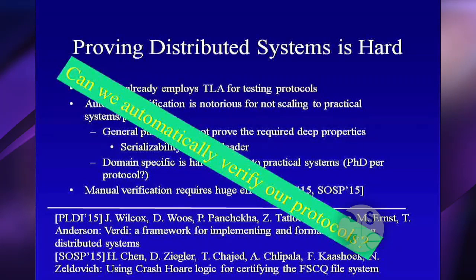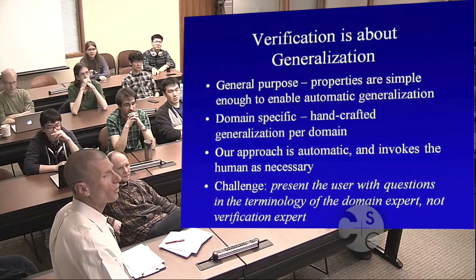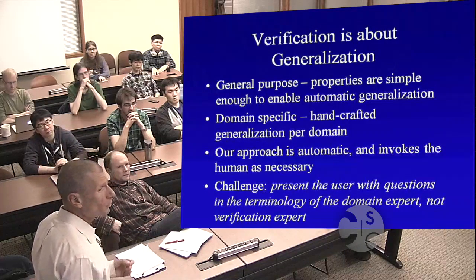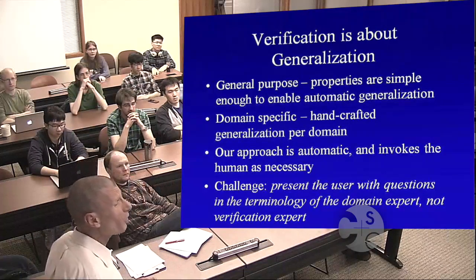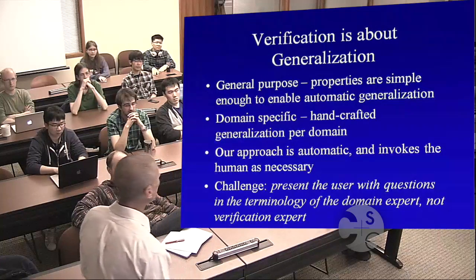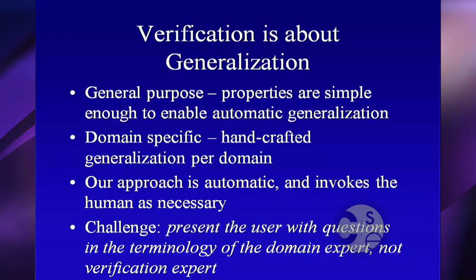So the question that we are asking ourselves: can we automatically verify these kinds of things? Verification, as far as I understand, is about generalization. When we talk about general purpose properties, it's really hard. What we do is enable automatic generalization. Domain-specific is also very hard and handcrafted. So we want an approach where it's automatic, but it somehow checks with the human the properties that they want.